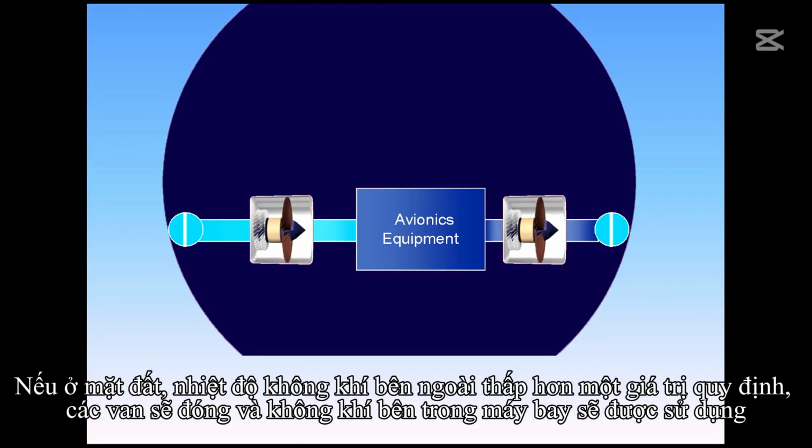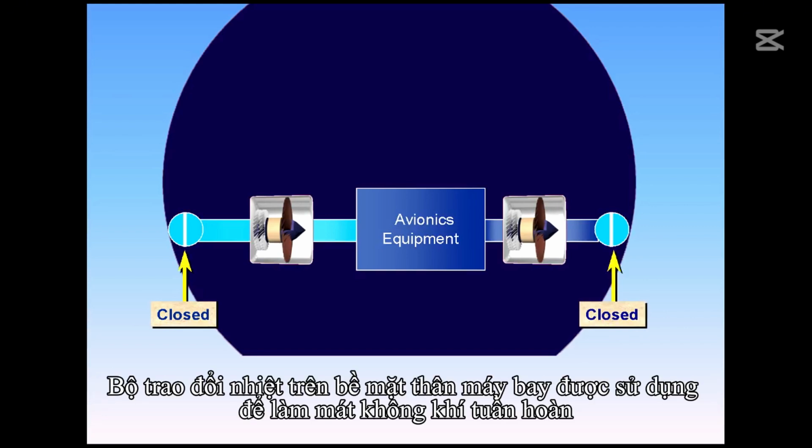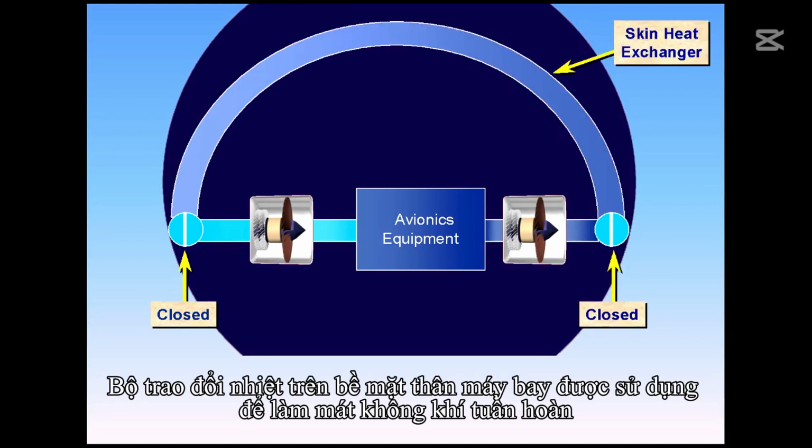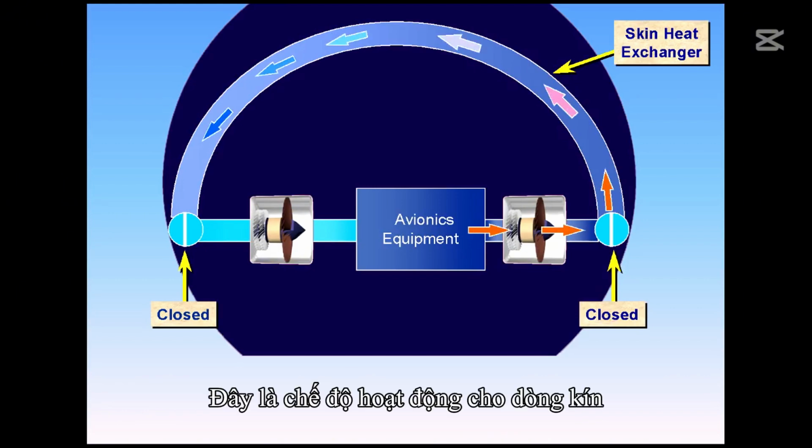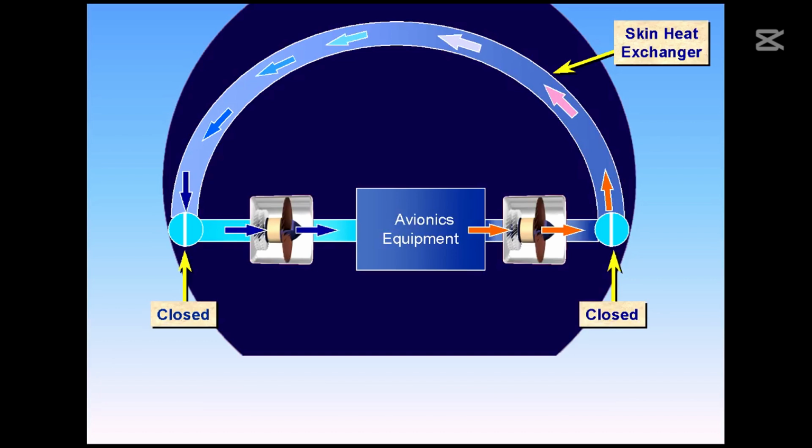If, on the ground, the ambient air temperature is below a specified value, the valves will be closed and air from within the aircraft is used. A skin heat exchanger is used to cool the circulated air. This is known as closed-circuit configuration.